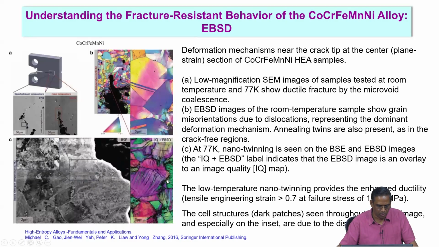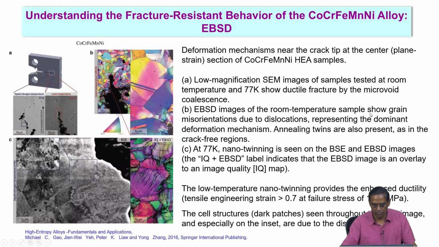From all these features, we are going to deduce the deformation mechanisms near the crack tip under the plane strain condition. This section of the material, the specimen, experiences a plane strain condition, right? That's why it's called the plane strain fracture toughness, K1C. And low magnification SEM images of the samples tested at room temperature and 77 Kelvin show ductile fracture by micro-void coalescence. So this is micro-void coalescence here in both.